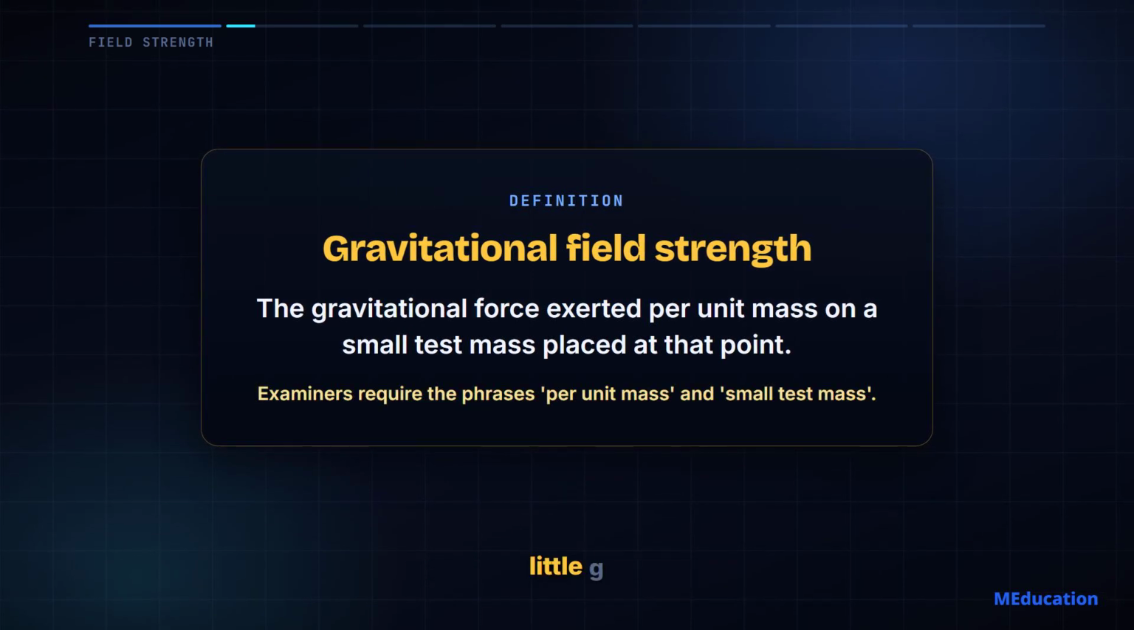Gravitational field strength, little g, is the force exerted per unit mass on a small test mass. You will move from sketching uniform, parallel field lines near the surface of the Earth to drawing radial field lines that spread out into space. This is your toolkit for mapping the invisible pull of planets.